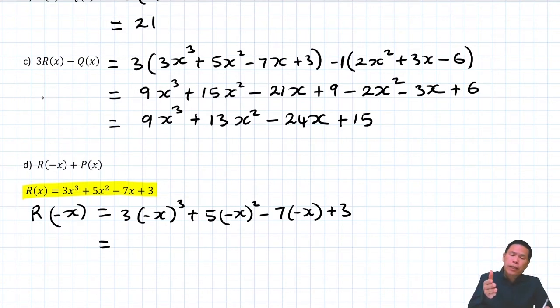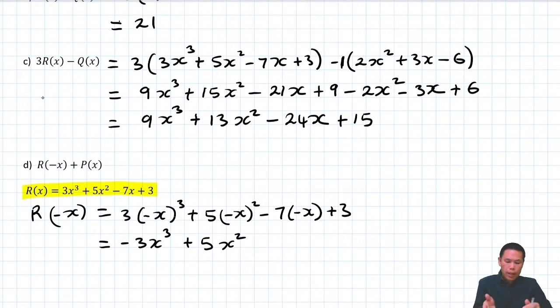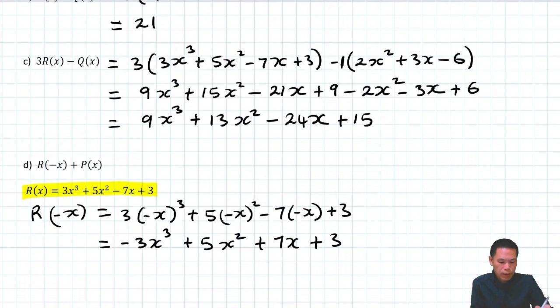So negative x power 3 is negative x to the power 3. So that times by 3, so negative 3x to the power 3. And then negative x squared is x squared. So times 5, so 5x squared. Then we have negative 7 times negative x, which is positive. So the answer is plus 7x. And then of course this plus 3, we just write this out. And that's all for R of negative x.